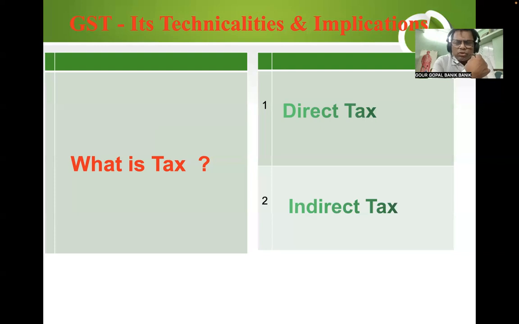And what is tax? All of you know, nothing to explain here. It's a compulsory contribution by the citizens to the government. This is tax, all of you know. And I've clarified what is direct tax and what is indirect tax.